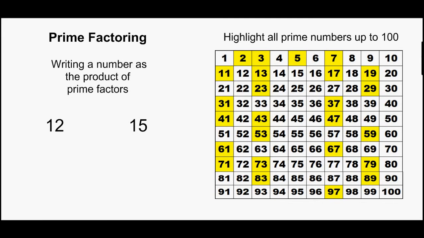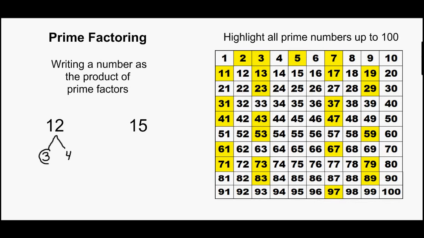Let's practice together writing numbers as the product of prime factors. Prime factoring will help us to reduce fractions later. Let's look at the number 12. If we branch off and write two of its factors, 3 and 4, 3 times 4 is 12.